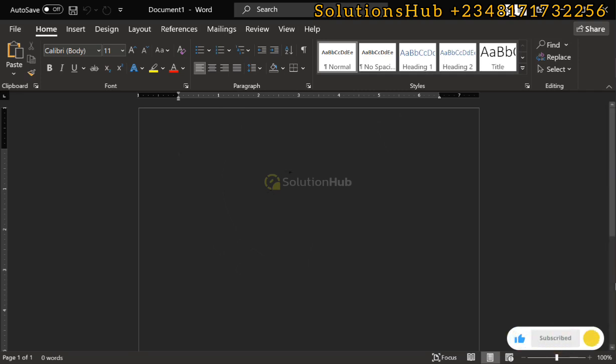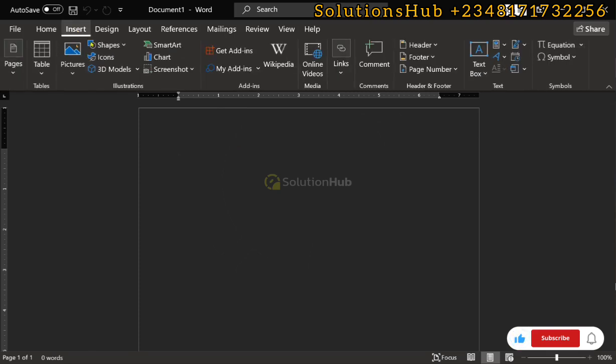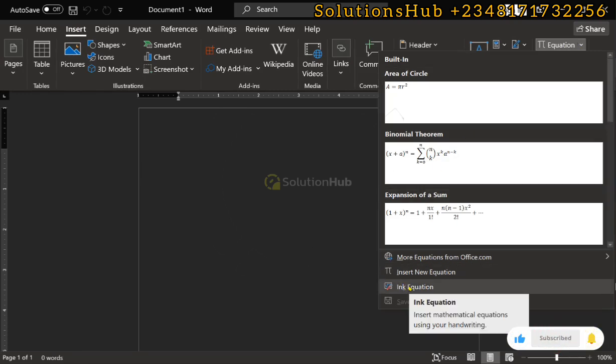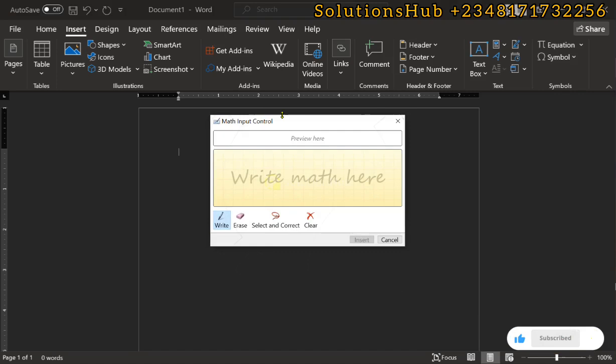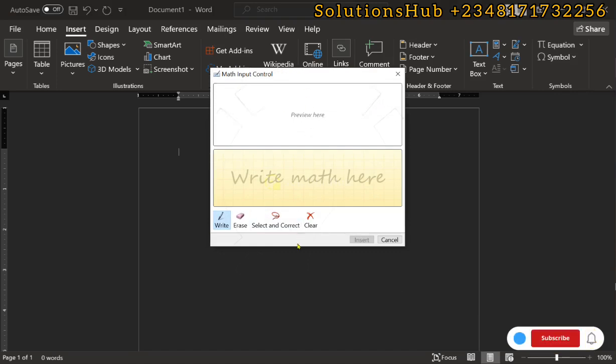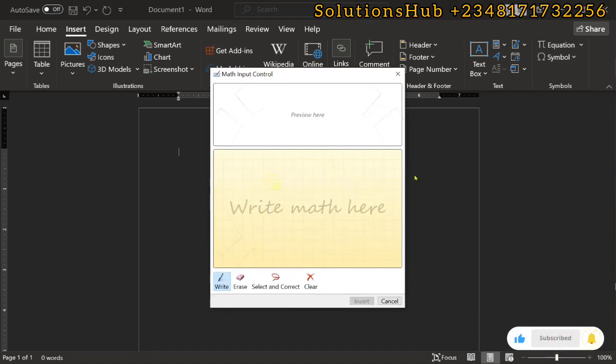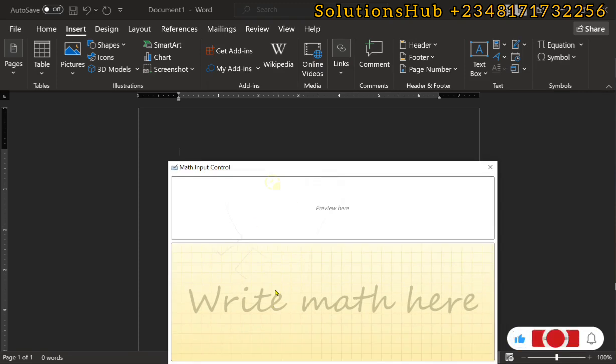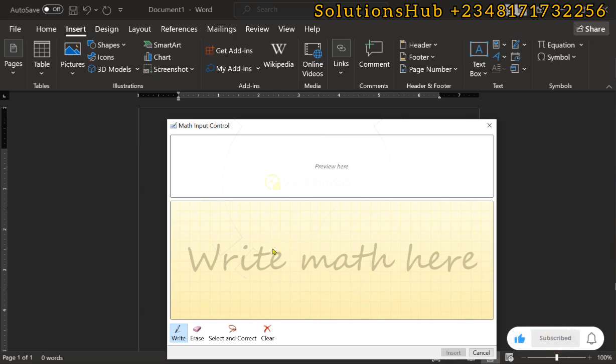So let's come to Insert, and then from Insert we use this Equation drop down. Then from the drop down, we have this Ink Equation. It inserts mathematical equations using your handwriting. Now we have this window up. This is where we are going to be writing our equations and maybe some formulas depending on what we have in mind. This is where you see the preview of what you've written, and this is where you are going to write the equation.